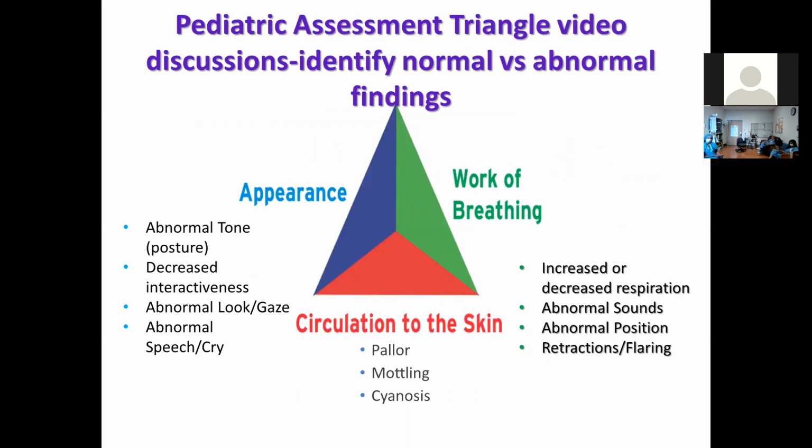Okay, so just to summarize again, the pediatric assessment triangle is based on appearance, work of breathing, and circulation. Appearance stands for picking up abnormal tone, decreased interactiveness with the environment, abnormal look or gaze, abnormal speech or cry. Circulation basically reflects in color; you want to pick up pallor, mottling, cyanosis. Work of breathing stands for increased or decreased respiration, abnormal sounds, abnormal positioning, and retractions.